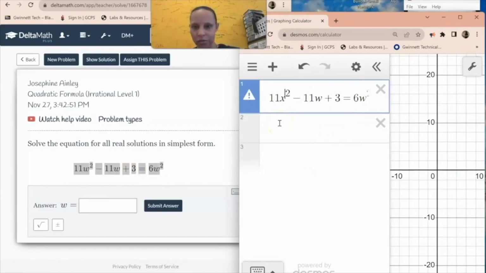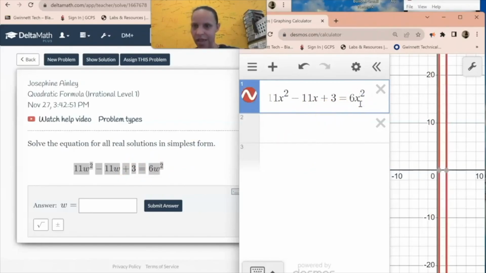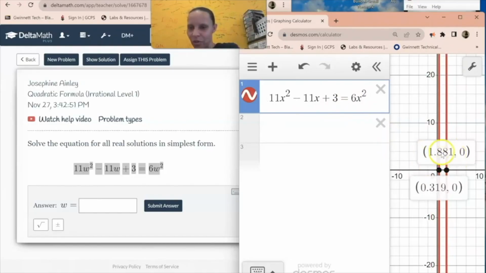So let's change all the w's to x. But when you put in your answer, just make sure you're using w or whatever the question says. X, perfect. So here are my solutions right here. Now, here's the problem. If my solutions were repeating decimals, then I would be fine. But these are not repeating decimals. So my answer is irrational.